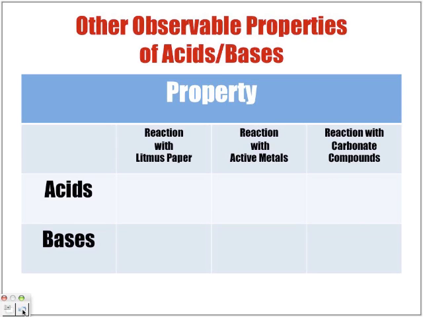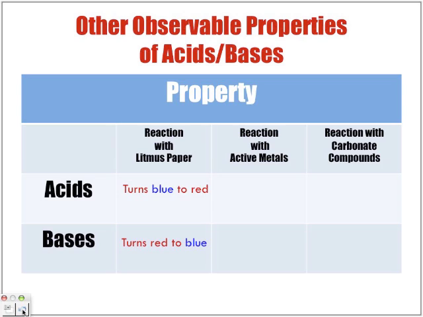Now, some other properties. In terms of reaction with litmus paper, remember what we talked about? Red for acids, blue for bases. Acids turn blue litmus paper red. Even though blue is for basic, if we put blue into an acid, we're changing that blue to red, or if we're keeping it red, it'll stay red. But for bases, it'll turn the red litmus paper blue, and if we put blue litmus paper in, it'll stay blue.